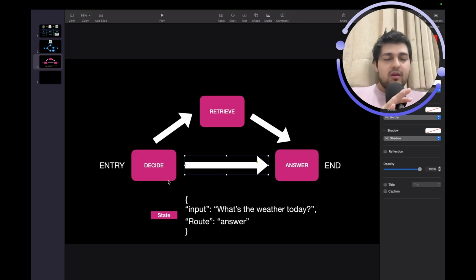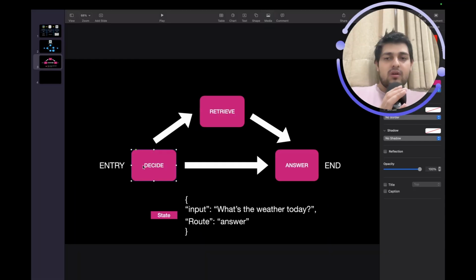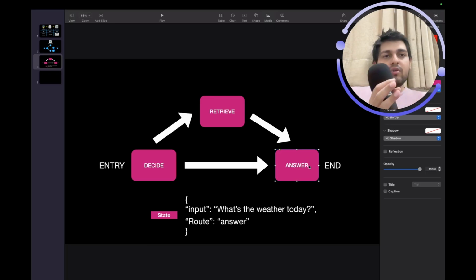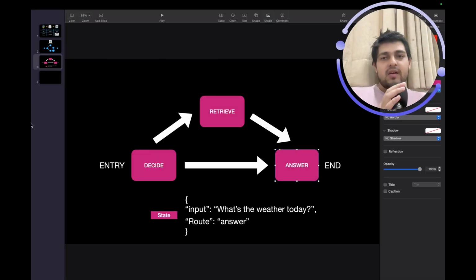And edges connect different nodes. These could be conditional. So let's say from decide we have two routes. Your customer asks what's the weather today, and you can either go and retrieve the weather from an API call like a weather app or some news station, and then generate a response to your customer's query. But you can also skip that if the customer asks a question that is not related to weather, then you can directly generate a response and end the conversation right there. So that is another way to do it.